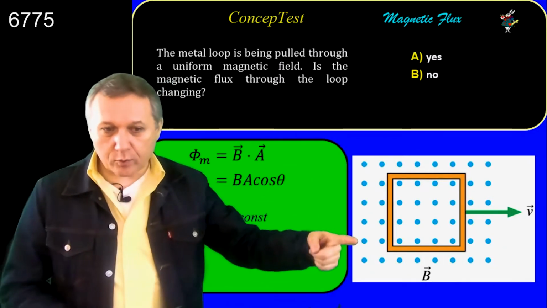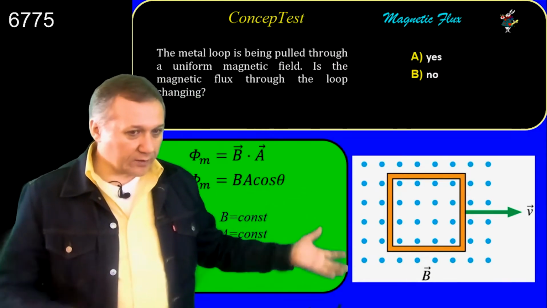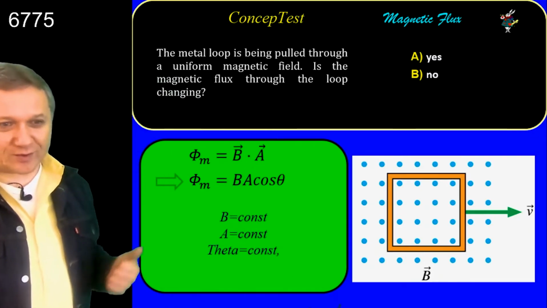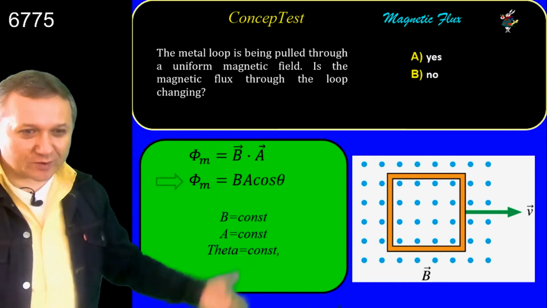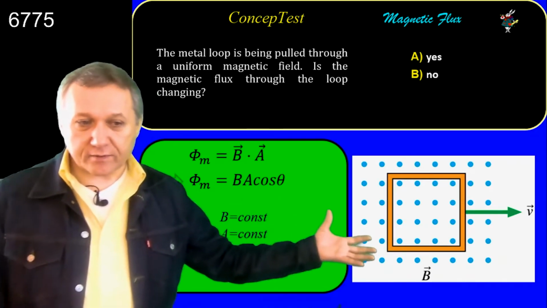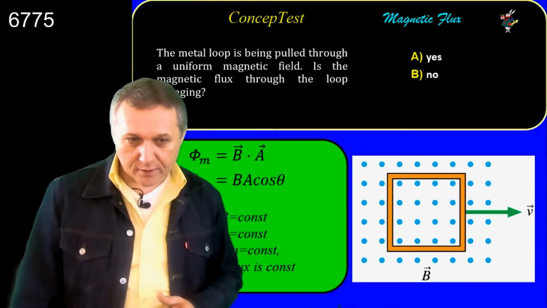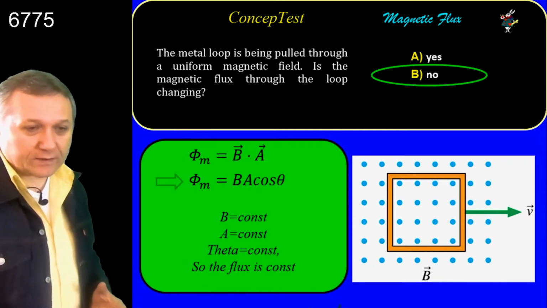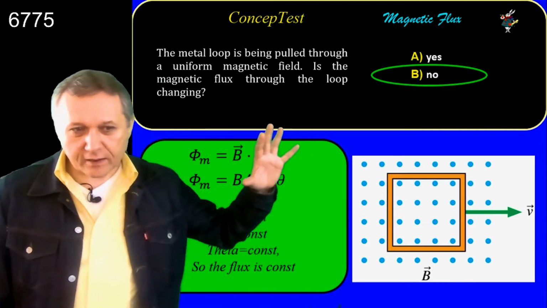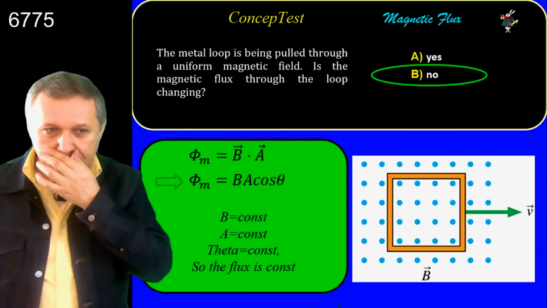You remember you have freedom to choose the area vector out or in; in this case, no restrictions. If you pick it out, the angle will be 0. If you pick it in, the angle will be 180 degrees, but anyway, it will be constant. So all three parameters are constant, so of course the magnetic flux is constant. In this case, flux is not changing. We're going to analyze fluxes for the next two or three classes a lot, so that's why I started with this simplest case.